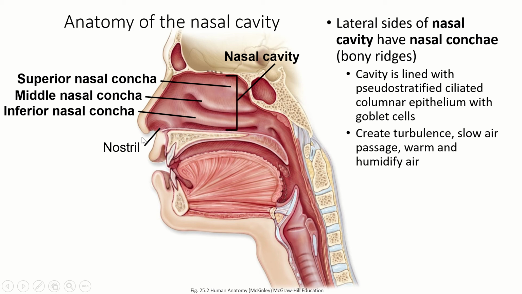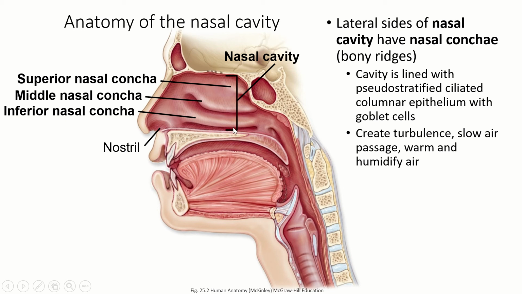In this section, we're going to talk about the anatomy of the nasal cavity itself. So here we have the sagittal section through the nasal cavity, where you can see very clearly the nasal conchae that we talked about when we learned the skull, the superior, middle, and inferior. And this whole cavity and all of these ridges are lined with pseudostratified ciliated columnar epithelium with lots and lots of goblet cells. And of course, remember that goblet cells make mucus.